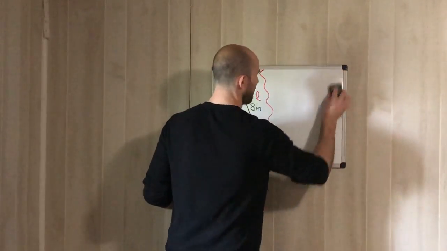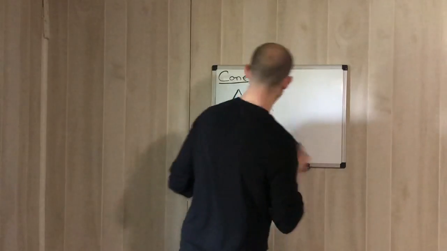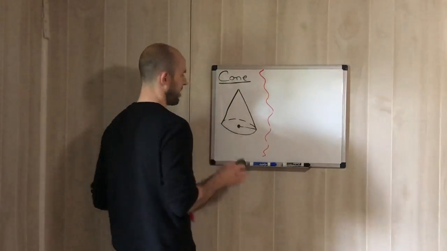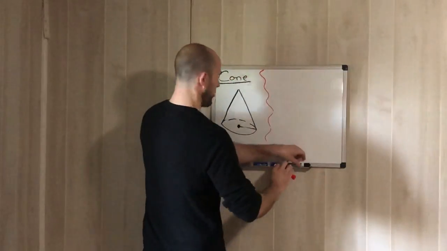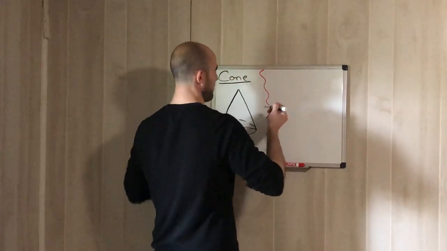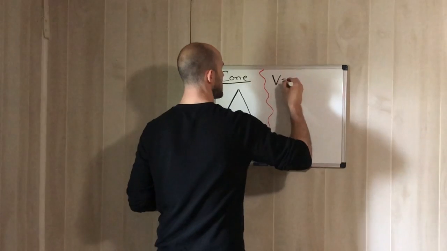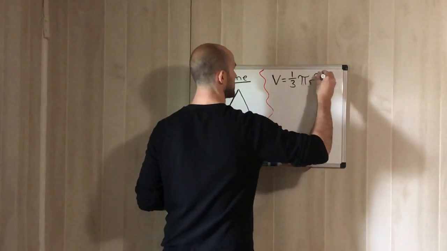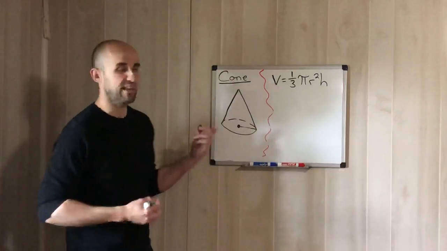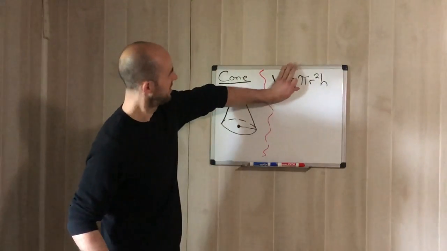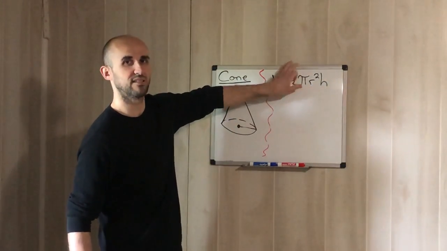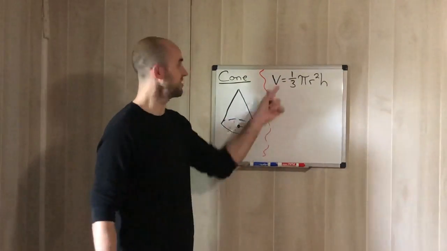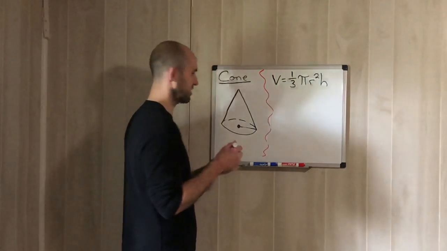So now, to find the volume, let me get rid of these terms too. The formula for the volume of a cone is going to end up being V equals 1/3 pi r squared h. And again, it's 1/3 pi r squared h because pi r squared h represents the volume of a cylinder, and since a cone is 3 times smaller than a cylinder, it's 1/3. But again, that's just going over where it's coming from.